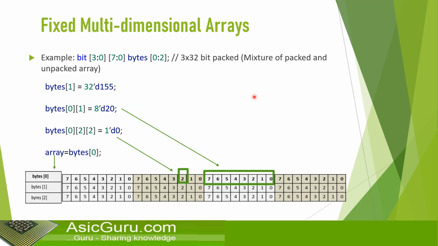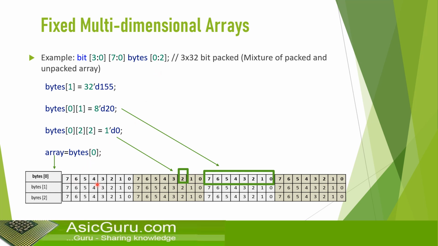So this is an example of how fixed multidimensional arrays work in SystemVerilog, mainly when you combine packed and unpacked dimensions. Take a look at this declaration. It means 7:0 is a packed 8-bit vector. 3:0 means 4 such vectors per element. And 0:2 means there are 3 elements which are unpacked. So it is like a 3-row matrix.